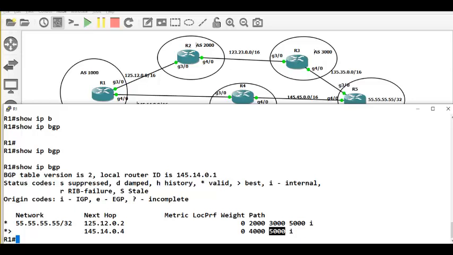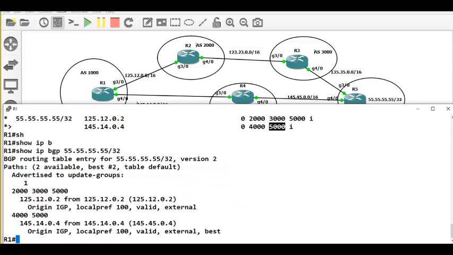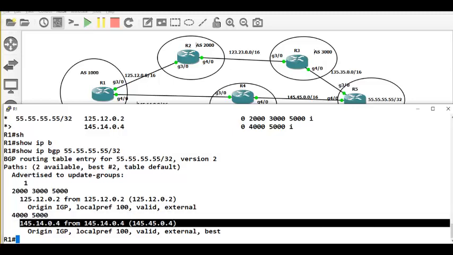Show IP BGP 55/32. This also shows that you got two paths available. Path number 2 is the best. Second path is the best. This is the second path, going where router 4 is the best.